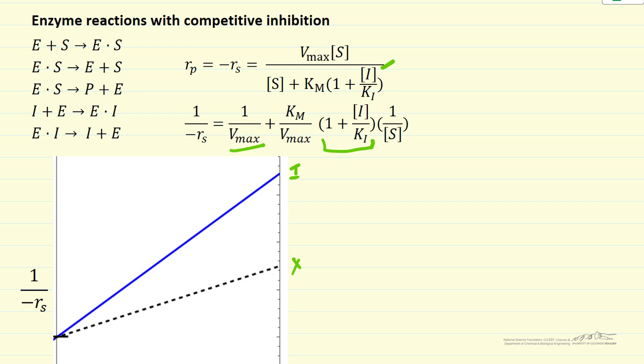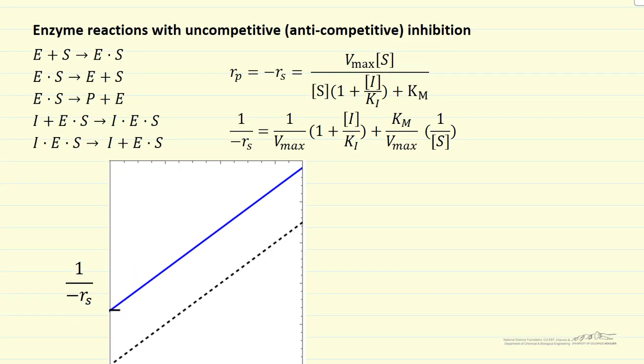Let's look at a few others. Let's look at what's called uncompetitive or anti-competitive inhibition. In this case, we have an inhibitor that reacts with the enzyme-substrate complex to form a complex that's inactive, and this complex can also dissociate back to the inhibitor. The rate expression is shown here, and in the inverse we see that the slope is the same as when there was no inhibitor, but the intercept has changed.